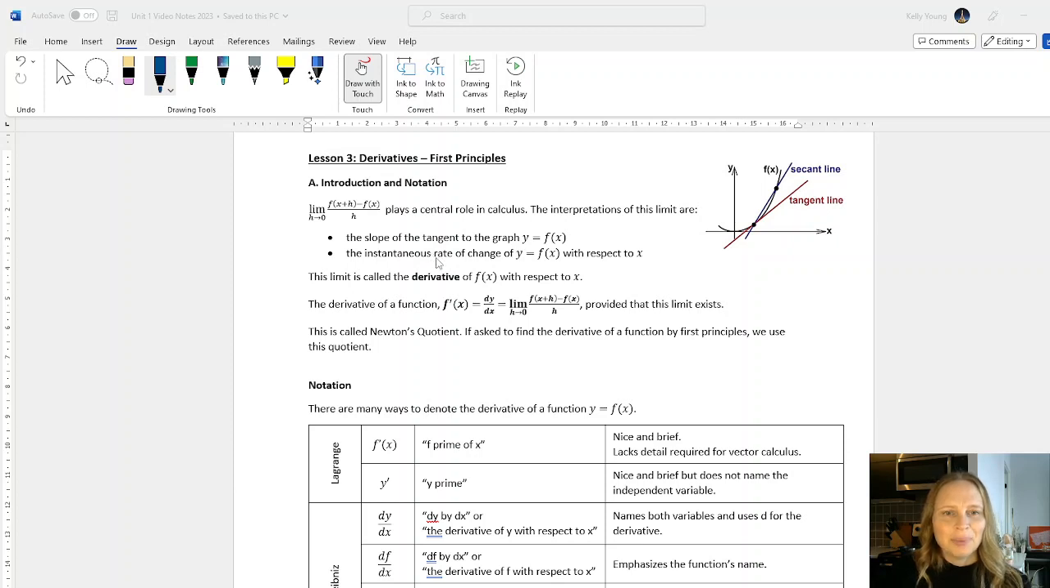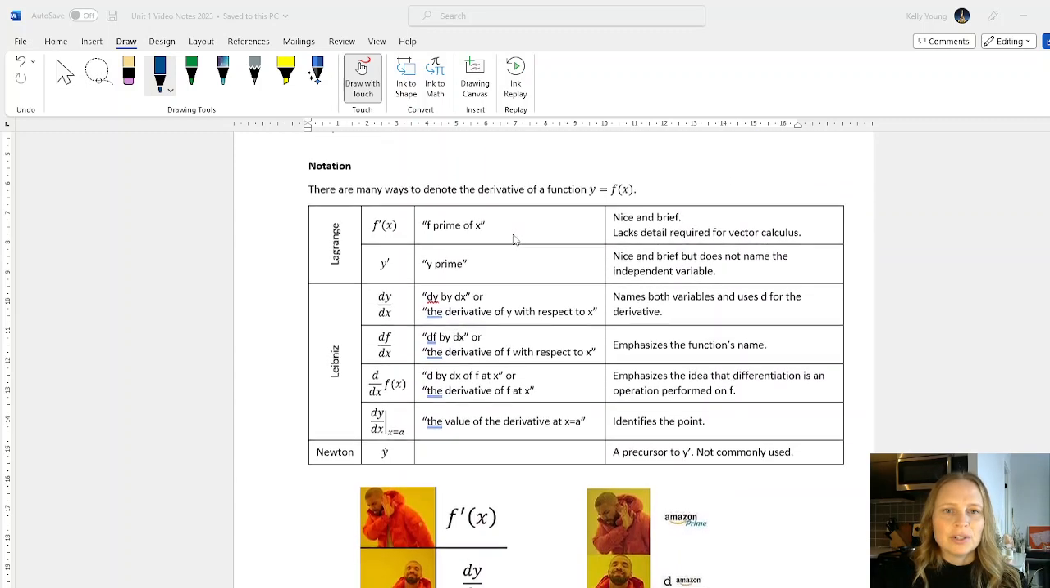This is such an important limit that it gets its own name. It's called the derivative of f at x with respect to x. So the derivative of a function, f prime of x, also written as dy by dx, is the limit as h approaches 0 of f at x plus h minus f at x over h, provided that this limit exists. This is called Newton's quotient, and if we are asked to find the derivative of a function by first principles, this is what we will be doing.